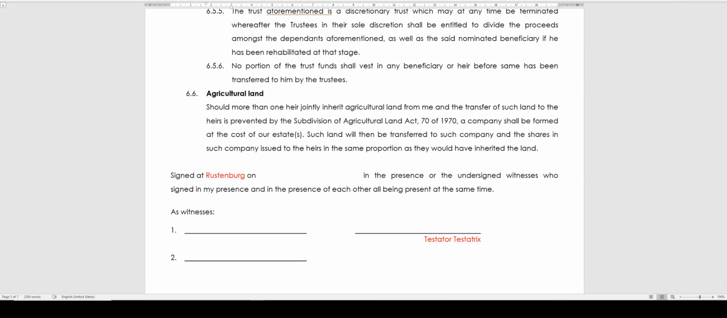Act 70 of 1970 prohibits the transfer of undivided shares in agricultural land to more than one beneficiary. Now, this clause therefore caters for agricultural land, where applicable, to be transferred to a company of which the nominated beneficiaries will be the shareholders to ensure that they can still jointly benefit from the land.